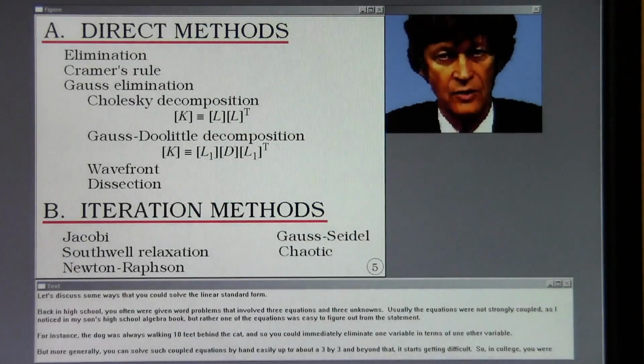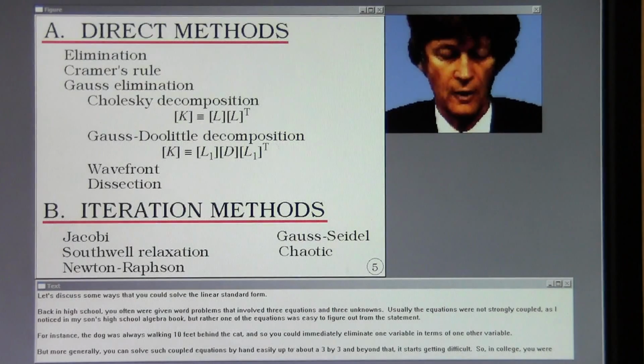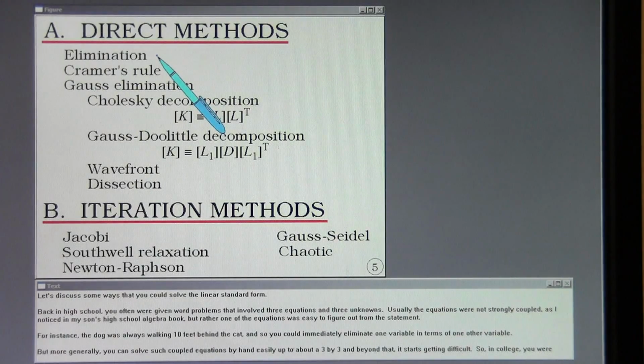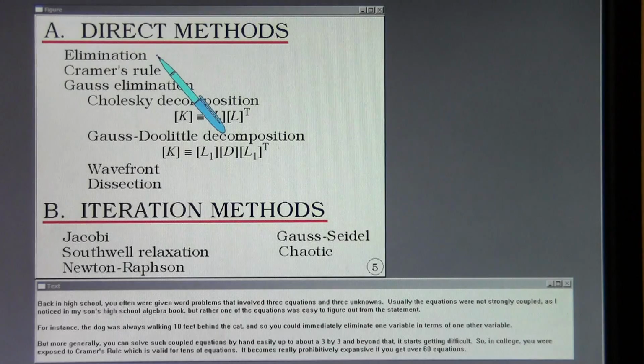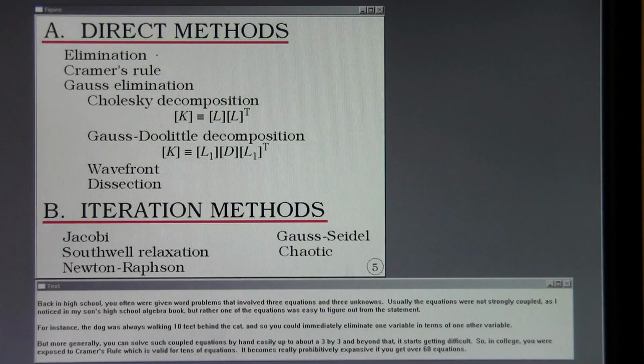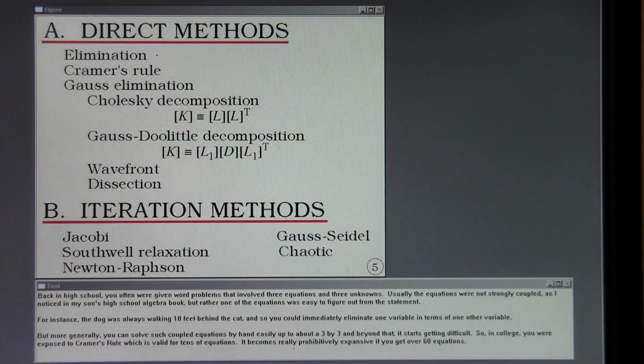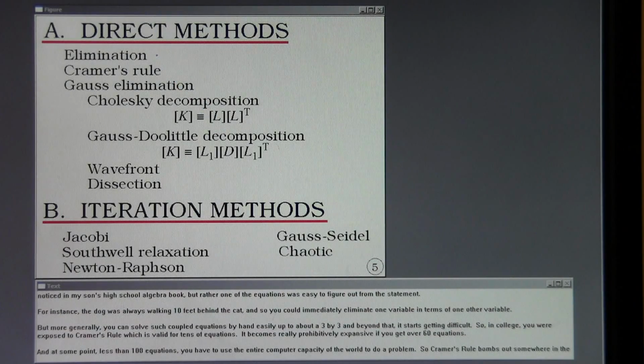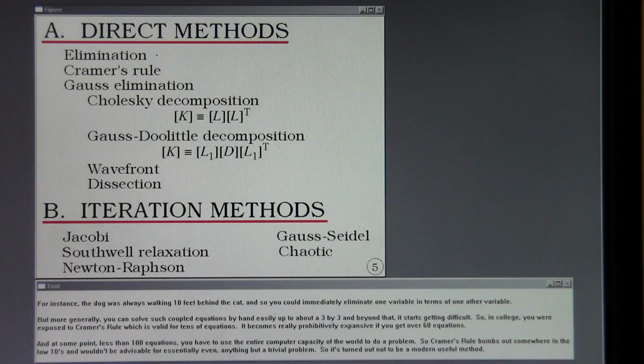Let's discuss some ways that you could solve the linear standard form. Back in high school, you often were given word problems that involved 3 equations and 3 unknowns. Usually the equations were not strongly coupled, as I noticed in my son's high school algebra book, but rather one of the equations was easy to figure out from the statement. For instance, the dog was always walking 10 feet behind the cat, and so you could immediately eliminate one variable in terms of one other variable. But more generally, you can solve such coupled equations by hand easily up to about a 3 by 3, and beyond that it starts getting difficult.